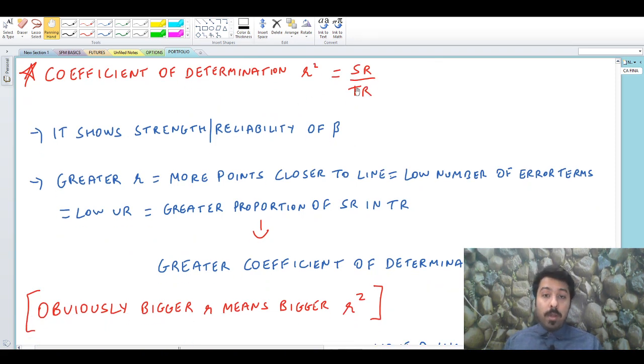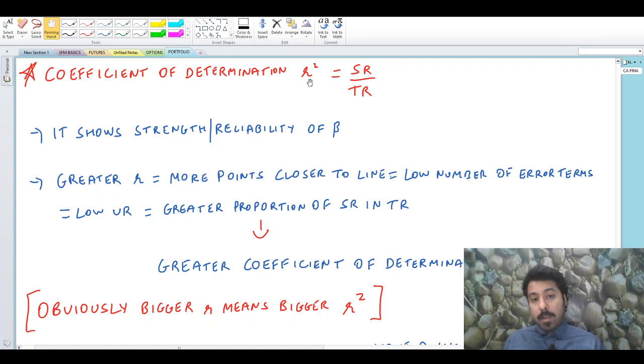How does this hold true? We'll understand right now. See, it shows the strength or reliability of beta, how strong your beta is. Let us now just think about it. If R is greater, this means that more points will be closer to line, right? And this means that there will be a low number of error terms, less scattered points. Low number of error terms means low unsystematic risk. Low unsystematic risk means greater proportion of systematic risk in total risk. Obviously, if unsystematic risk is falling, the proportion of SR and TR will increase, and that means a greater coefficient of determination, SR upon TR.